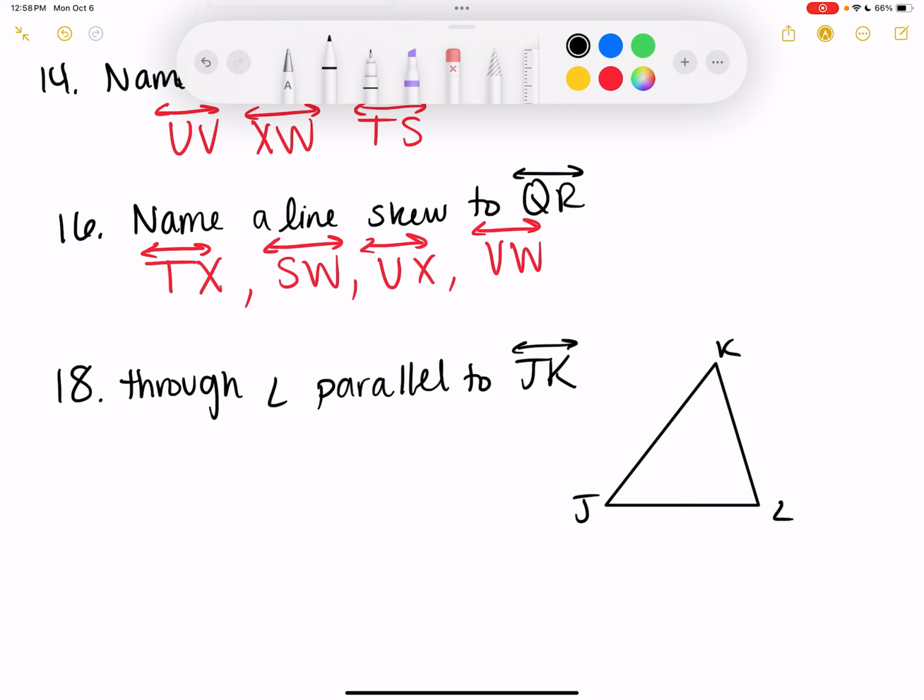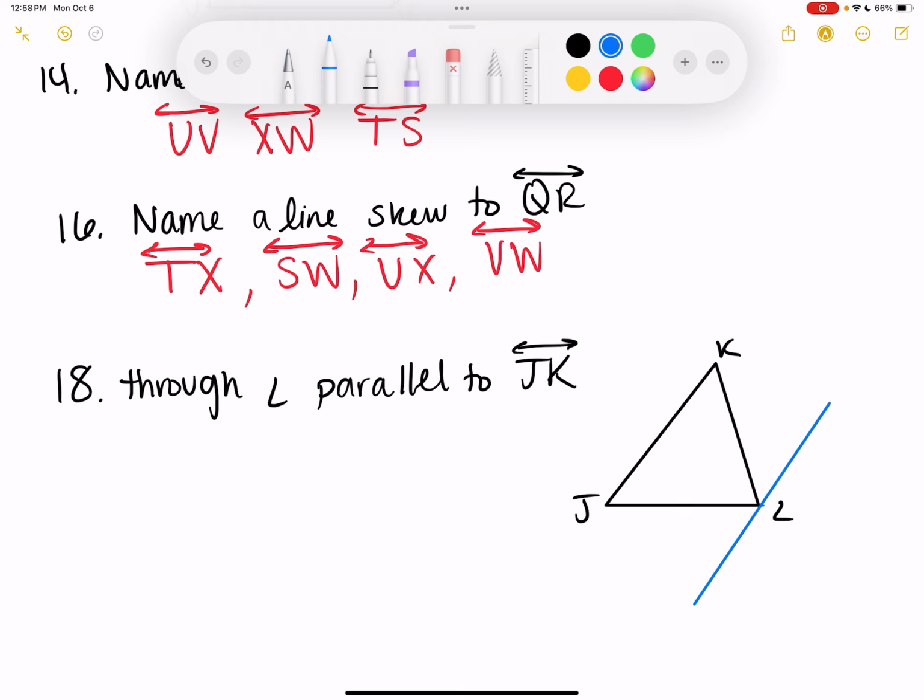And so they want us to tell how many lines can be drawn that fit the description. So through L parallel to JK. Well, how many ways can that happen? Going through this point right here. 2. Well, there's 2 total lines, but how many lines can go through L that are parallel to this one? Yeah, just one, because it's just one going through here.